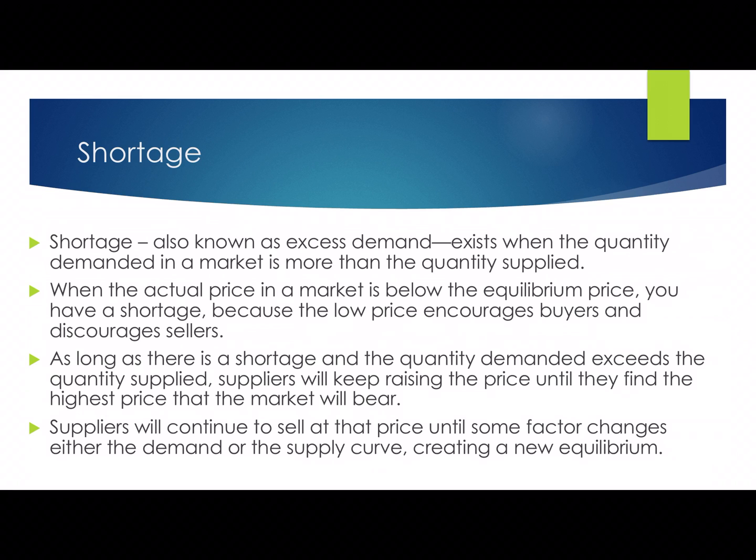As long as there is a shortage and the quantity demanded exceeds the quantity supplied, suppliers will keep raising the price until they find the highest price that the market will bear. And suppliers will continue to sell at that price until some other factor changes, either the demand or the supply curve, thus creating a new equilibrium.